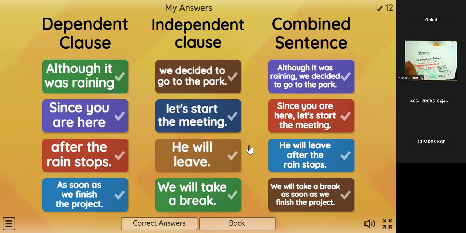Now we are going to see only sentences wherein we combine using subordinating conjunctions. Now we identify dependent and independent clauses and combine these two sentences. Correct. Now what we are going to do: two sentences will be given, and we are going to place only the subordinating conjunctions. We are going to see what the subordinating conjunctions are: although, since, as soon as. Okay.